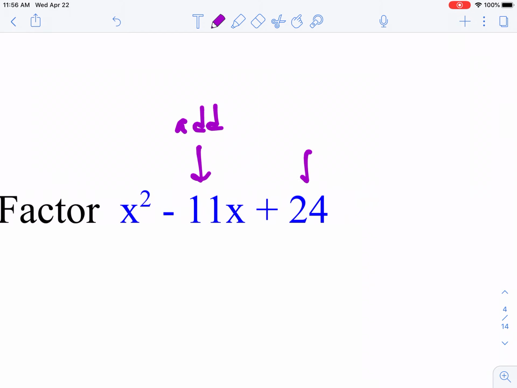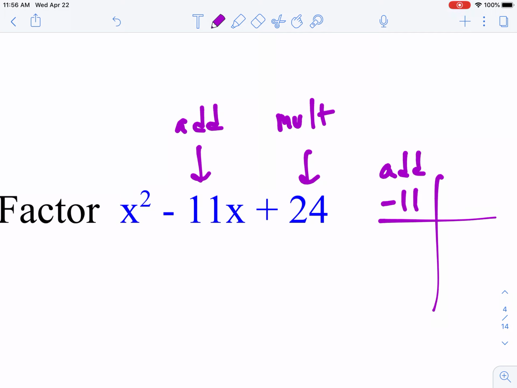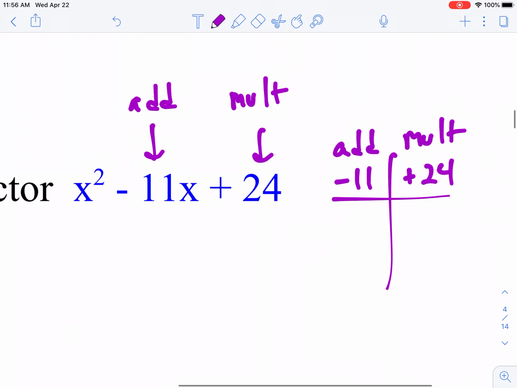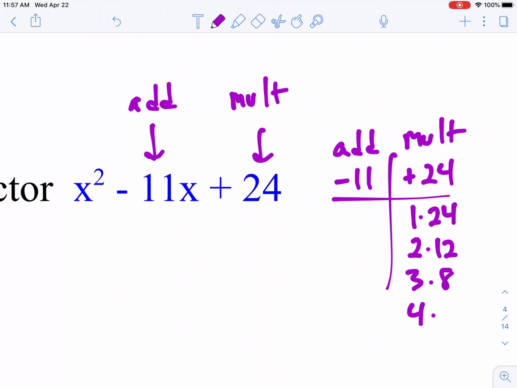Now we have to add up to a negative 11. See this negative sign right there? That's attached to the 11. We have to add to negative 11 and multiply to positive 24. Okay? This is going to be a little trickier because now we have to think in terms of combinations that have negatives as well. So 24 is 1 times 24, 2 times 12, 3 times 8, and 4 times 6. Those are all the numbers that multiply to 24, right?